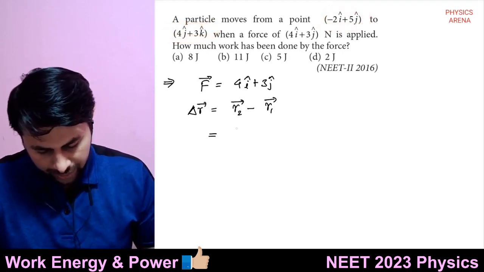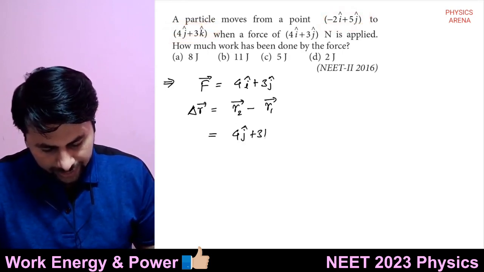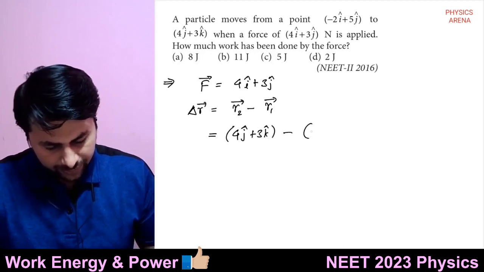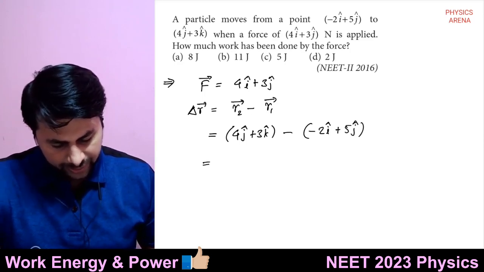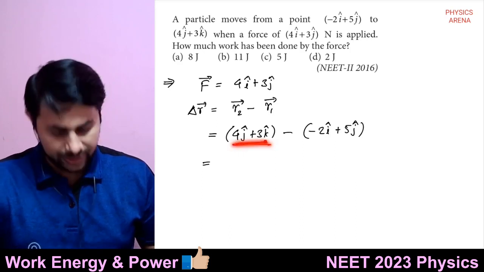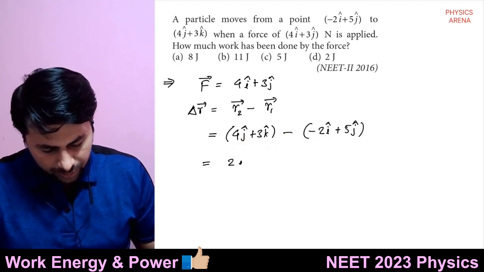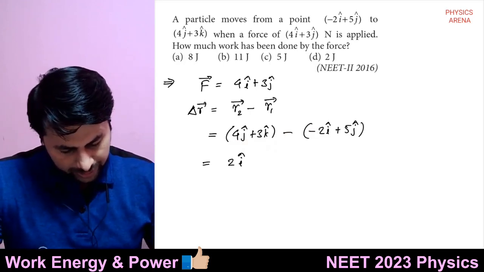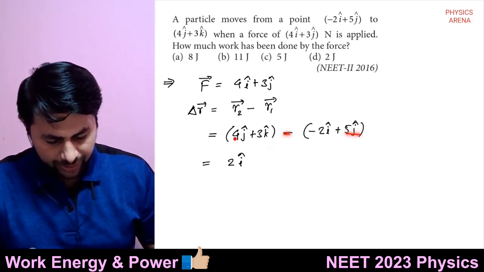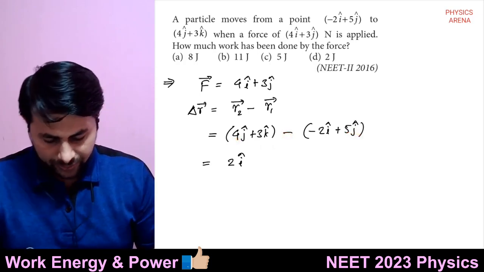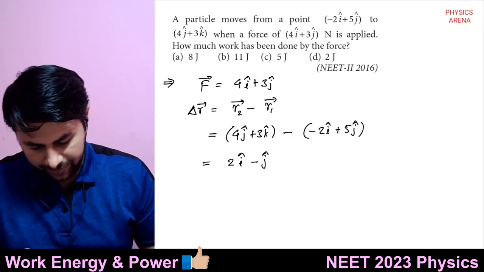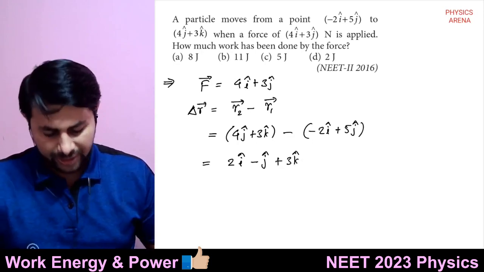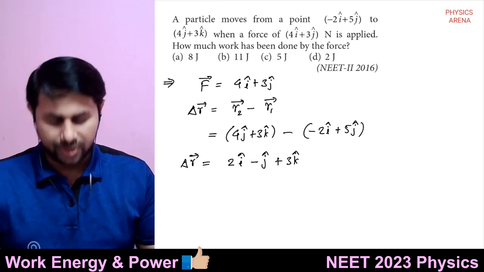So this is 4j plus 3k minus (2i plus 5j). What will be the result? There is no x component in the first. The minus minus becomes plus, so you have 2 i cap, then minus 5 j cap plus 4 j cap, so 4 minus 5, minus j cap, and plus 3k cap. This is your displacement vector.